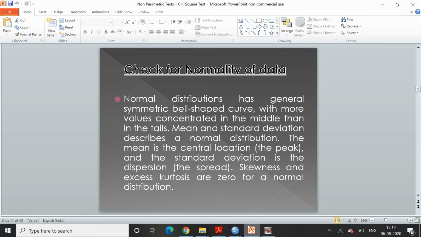So most of the tests assume that data has to be normally distributed. When we say that data has to be normally distributed, we mean that the mean, median and the mode are centrally located in the data and it forms a bell-shaped curve. But many a times we have seen, when we collect primary data from various respondents, that the data is not normally distributed or there are some issues or problems with the data.